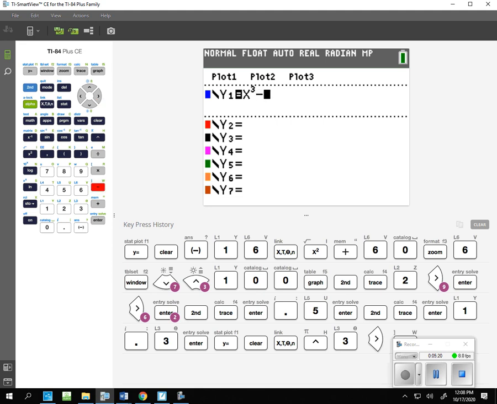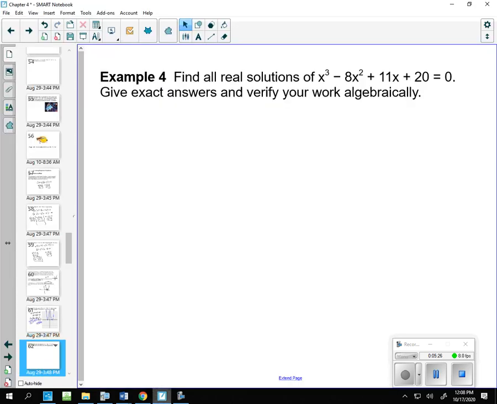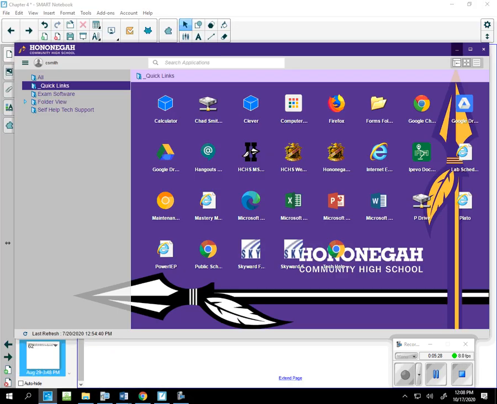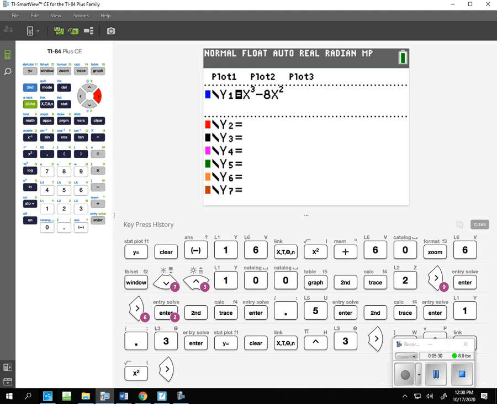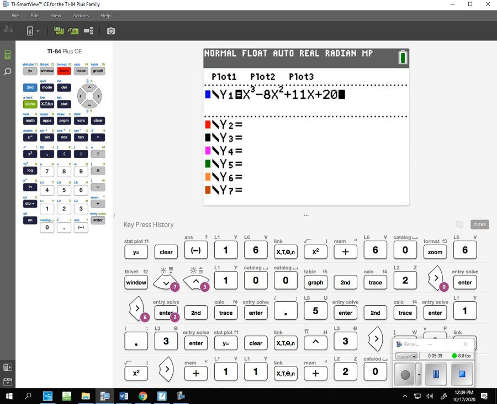minus 8x squared, and then plus 11x plus 20. And I want to graph.